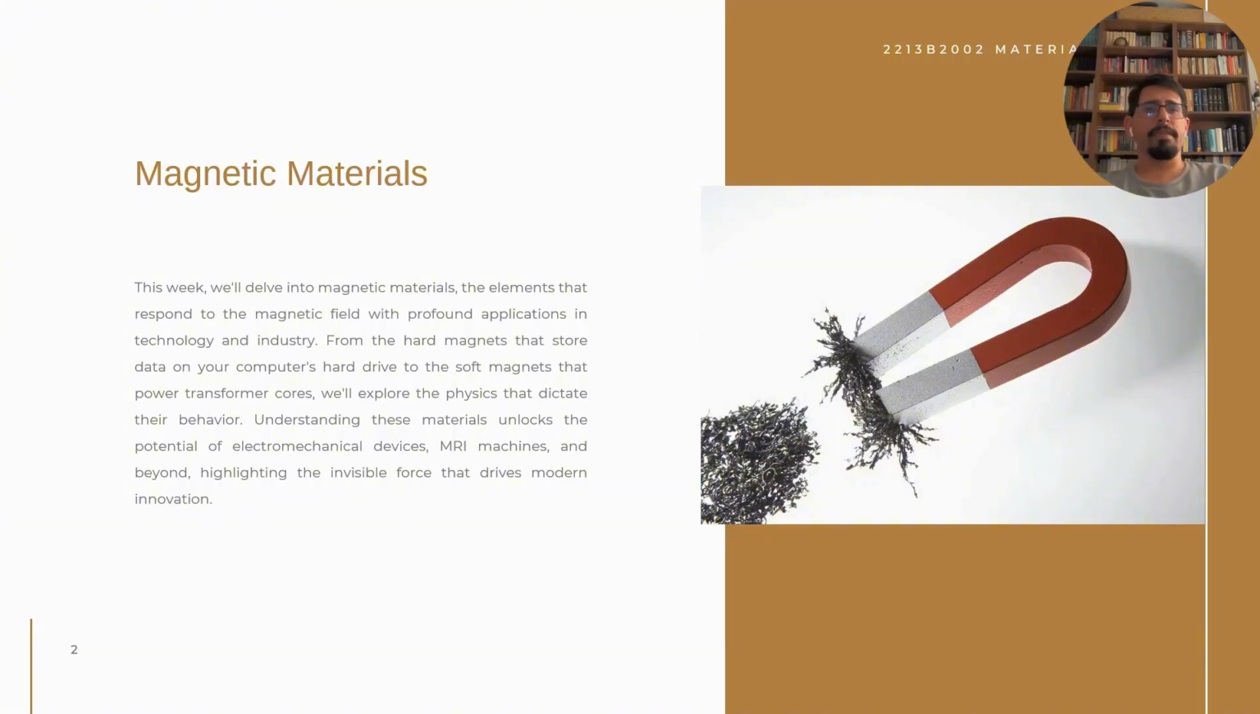What makes them tick? Why do some materials get magnetized while others don't? And how do engineers harness this invisible force to power innovation? In this chapter, we will uncover the physics behind magnetic behavior, learn about different types of magnetism, and explore the industrial and technological roles of magnetic materials. Whether it's powering medical imaging or enabling the energy grid, magnetism is a silent driver of modern life, and we're about to discover how it all works. Let's get started.